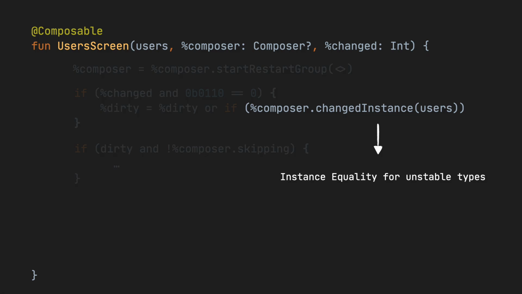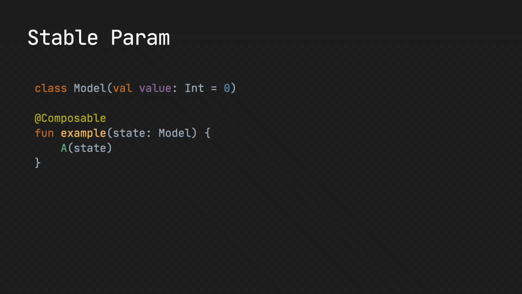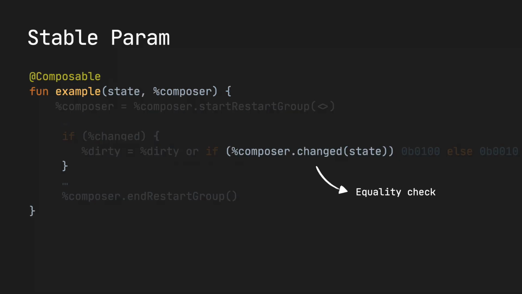So in this case, it is using an instance equality check. But if you had a stable type like this model, if you're using it in this example composable function, and you look at the IR code, it looks like this. The IR code in this example is using the changed method, so it's doing an equality check.